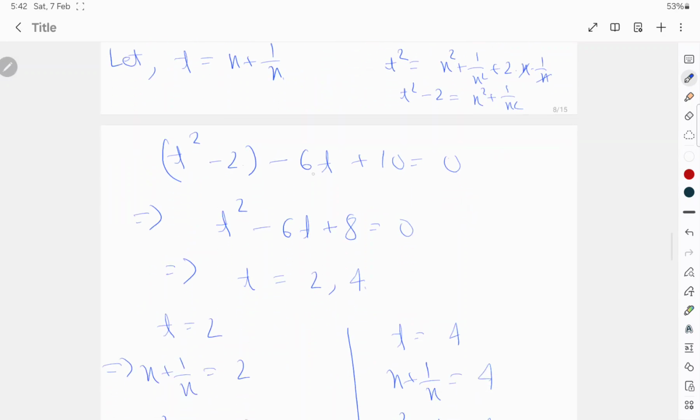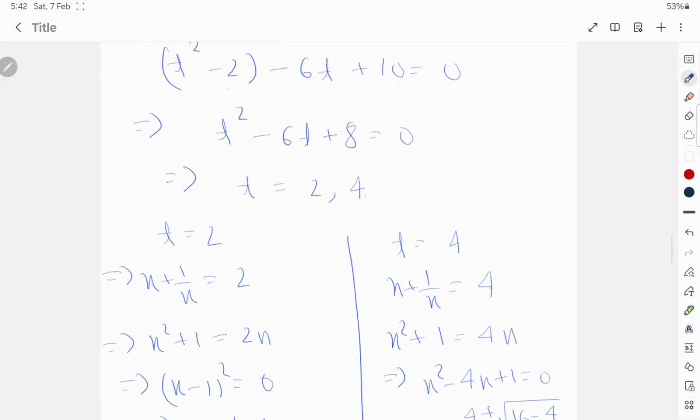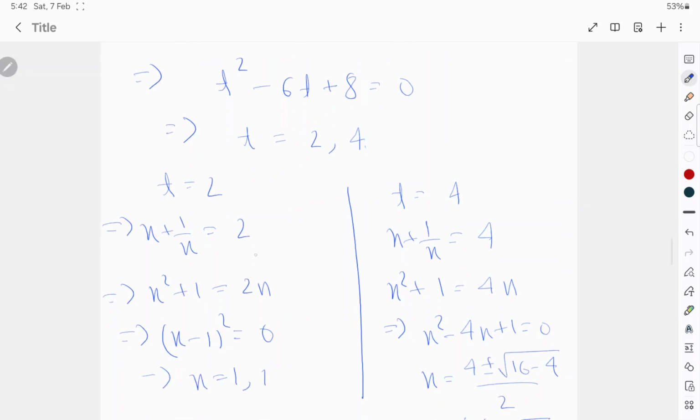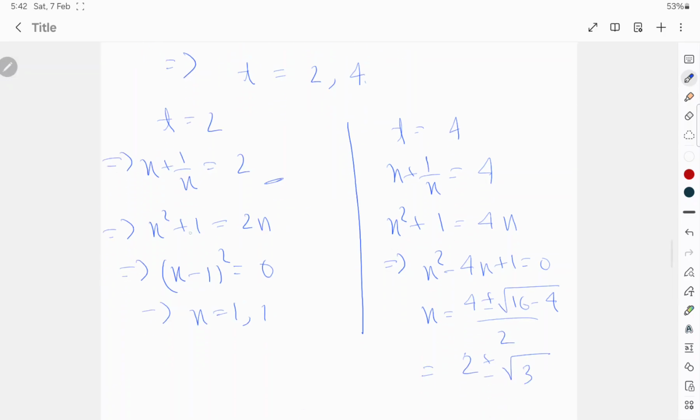Now after that step, you just simplify this one. Minus 2 plus 10 is plus 8, you have this. If you do just middle term factorization, from there you have two values, 2 and 4. Now for the value 2, if you have x plus 1 by x is equal to 2, so x square plus 1 is equal to 2x. So from here you have x minus 1 whole square equal to 0. So you have x equal to 1 and 1, right? If your t is equal to 4, then you have x plus 1 by x is equal to 4.